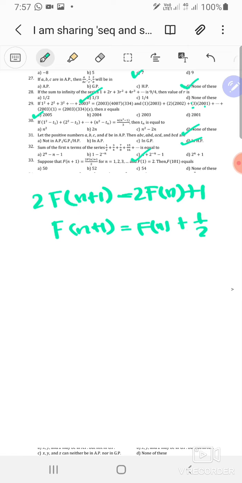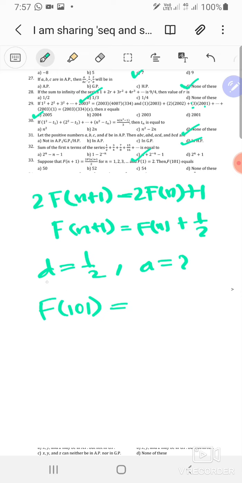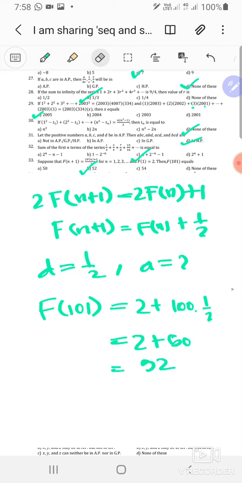which means that in fact this series will be in an arithmetic progression. Okay, cool. And we know that the first term is 2, the difference is 1/2. Just want to find f(101), so f(101) will be 2 plus 100 into the difference, which is 1/2 over there, which is 2 plus 50, which is 52. Cool, so 52 is the answer. Let's move on.